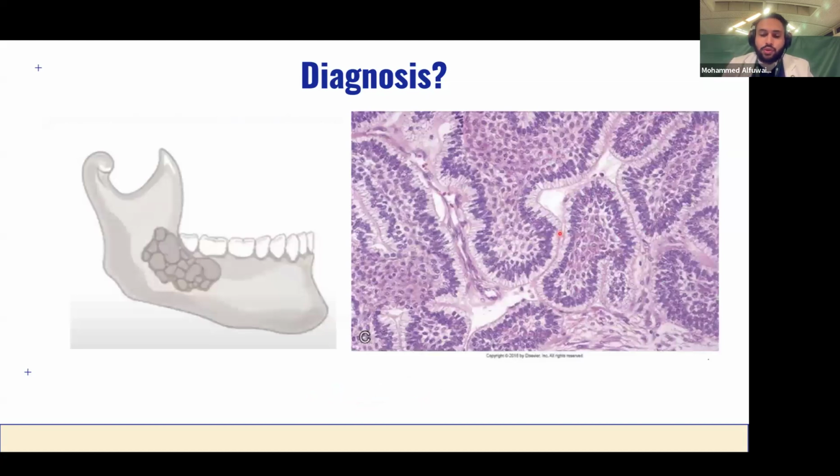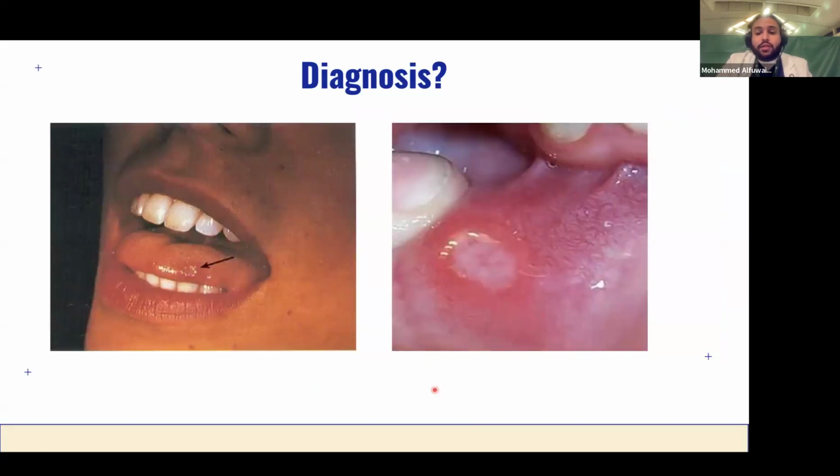Then here, which is more tumor-like, which is ameloblastoma. So that's for the dental diseases.